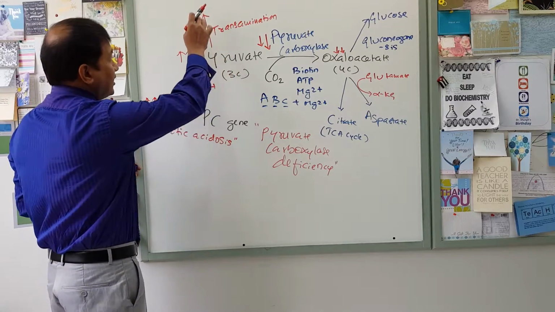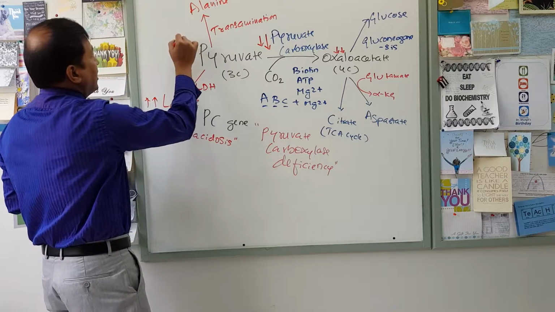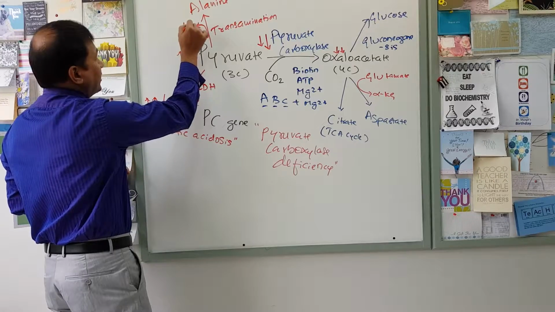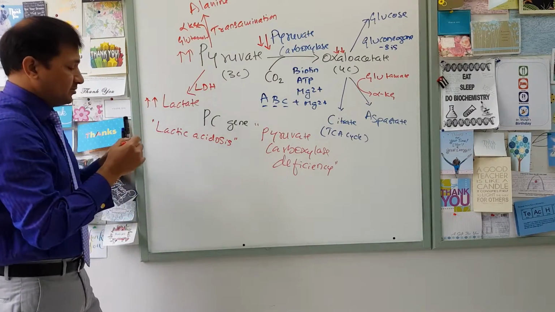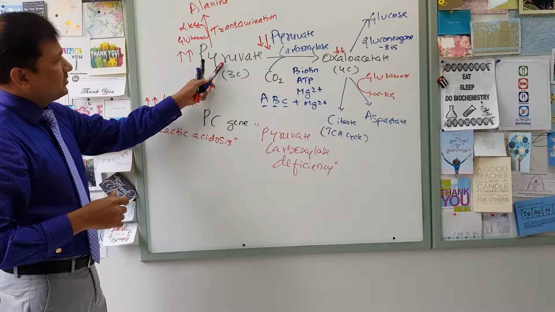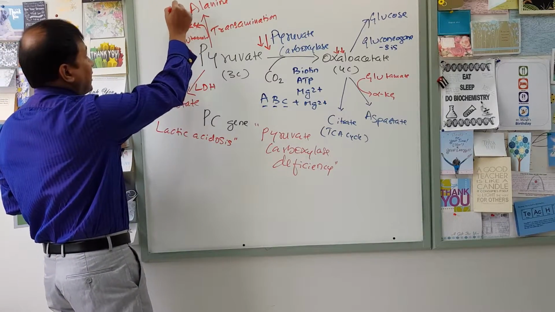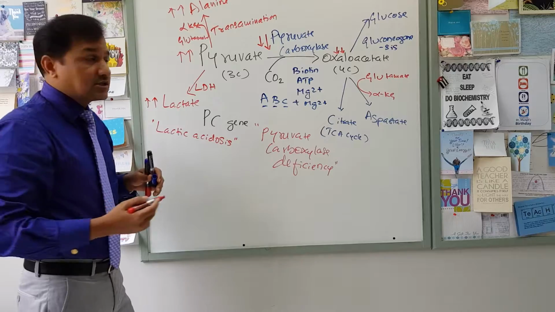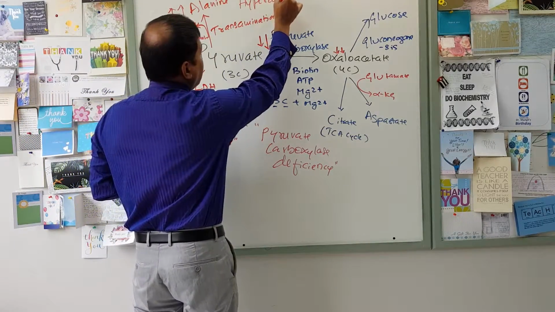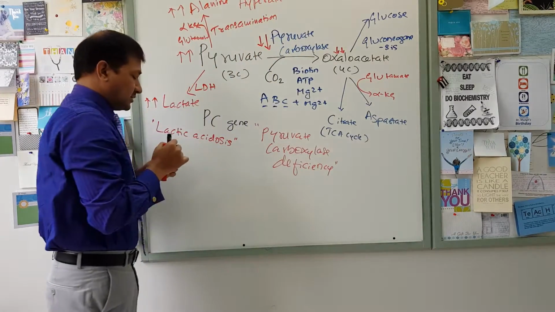So pyruvate undergoes transamination to make alanine, and during this process glutamate is converted into alpha ketoglutarate. That's what is transamination, done by alanine transaminase enzyme. Overall, what happens? Some of the pyruvate is directed towards this side, and that will lead to increase in alanine, and that is what causes hyperalaninemia. Hyperalaninemia means excess alanine levels in the blood.